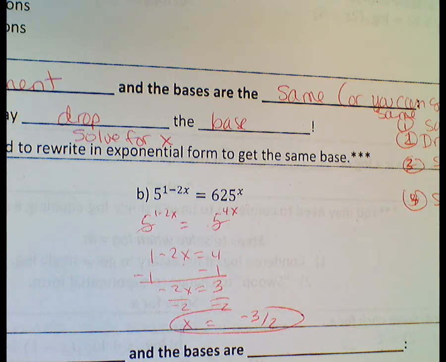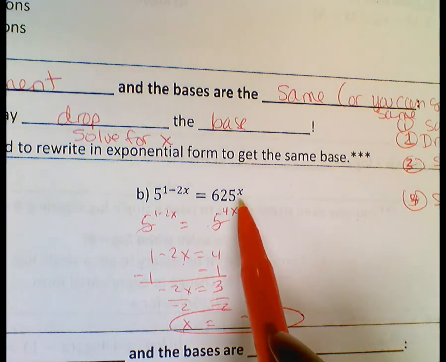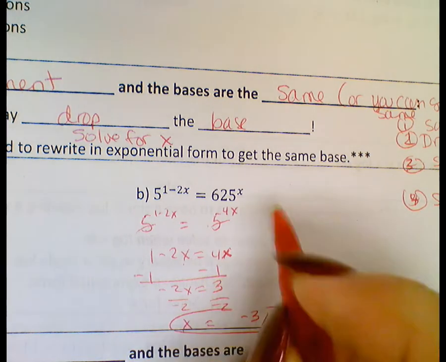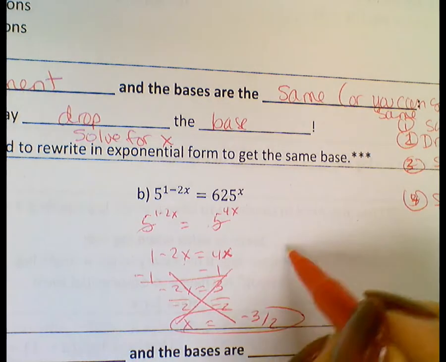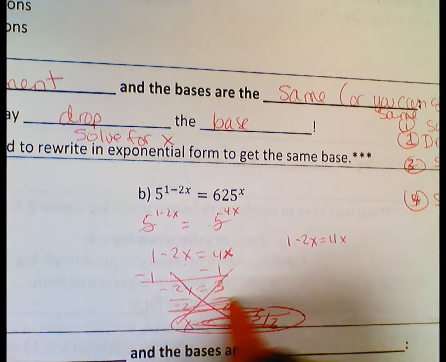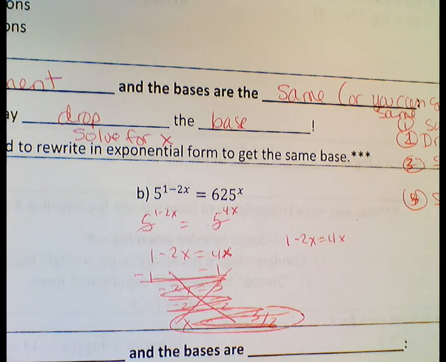Guys, good? Oh, you know what? I just realized something. What did I mess up on, guys? I'm looking over my problem. This was a 4x. I only have a 4 here. Gotta go back. Forgive me. This is 1 minus 2x equals 4x. So this is not negative 3/2. All right, sorry about that.